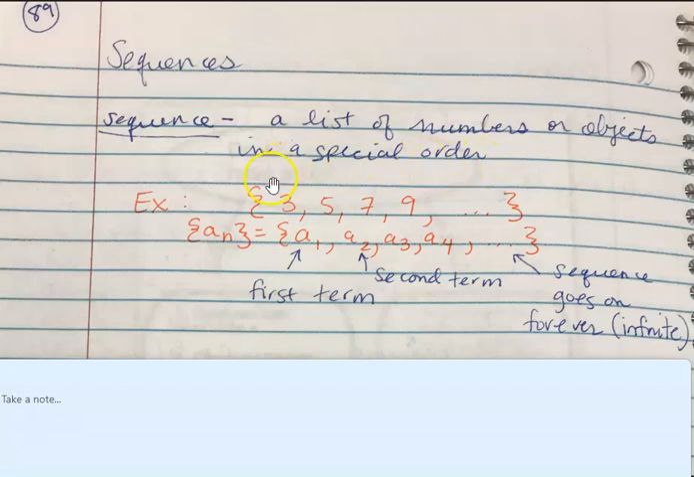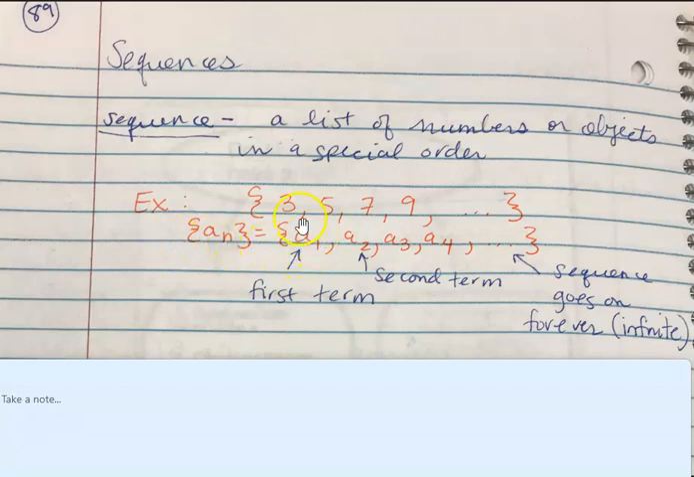So here's an example: 3, 5, 7, 9, and so on. You'll notice I have these little curly brackets around it to represent that it's a sequence. You don't have to have them on there, but if they are on there, that's fine as well. We denote a sequence using a sub n rather than f of x. Again, it has those little curly brackets.